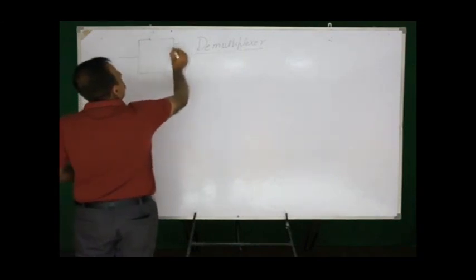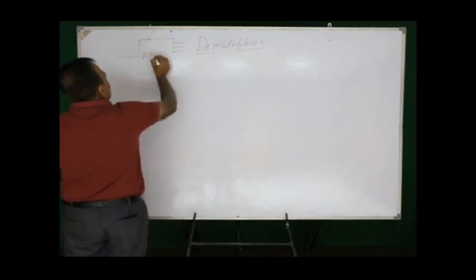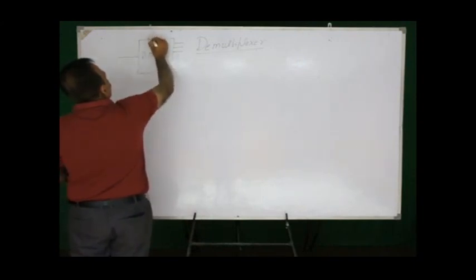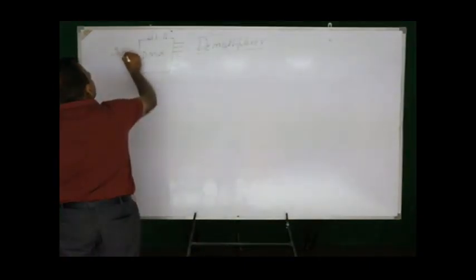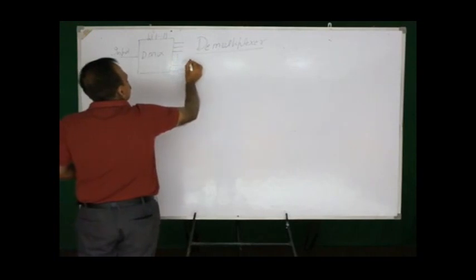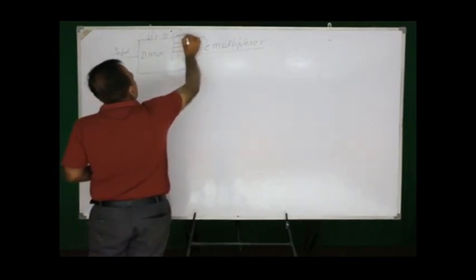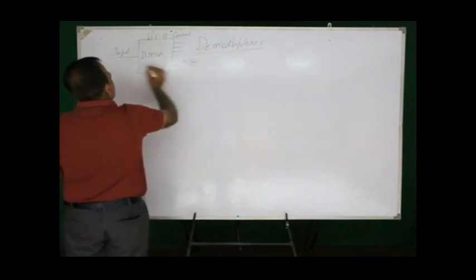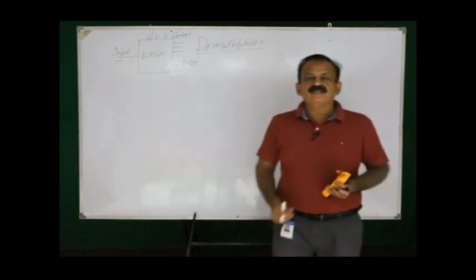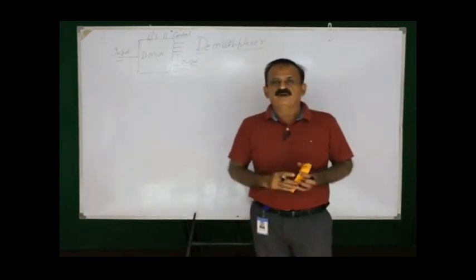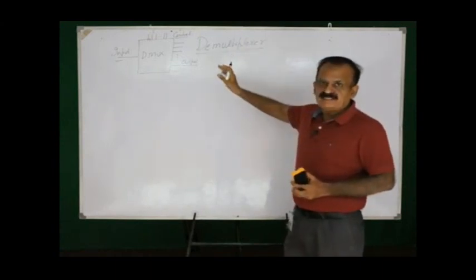Number of outputs, and input will be connected to the particular output depending upon control signals. This is input, this one is output, and these signals are control signals. Yes, a single input connected to a particular output depending upon control signal is called demultiplexer.